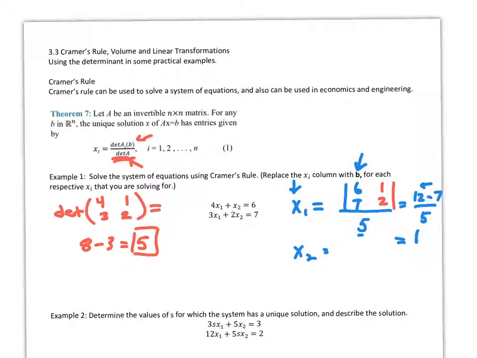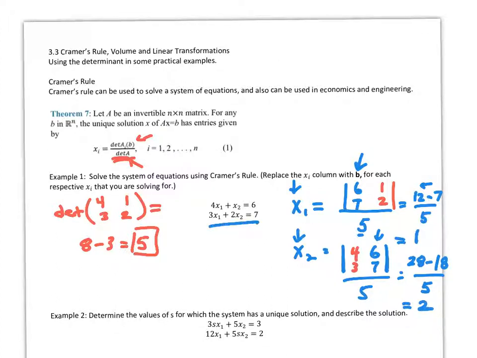If I do the same thing with x2, I'm going to set this up, and I'm going to put in the 4, 3 here, and then the 6, 7 is going to go where x2 is. Okay? And so then I'm going to divide this by 5. So 28 minus 18 all over 5 would give me a 2. So it's another way to go ahead and solve this system of equations. So x1 is equal to 1 and x2 is equal to 2.